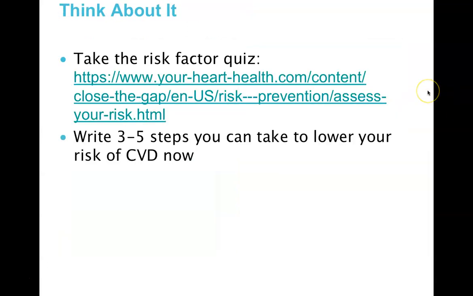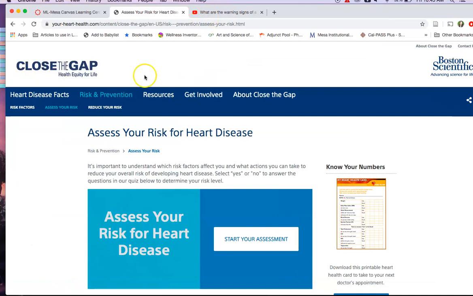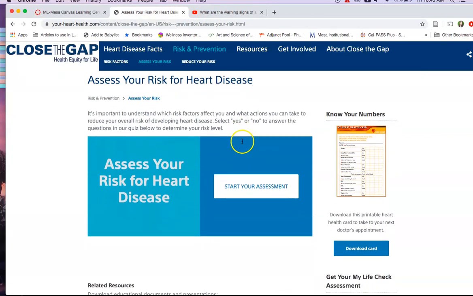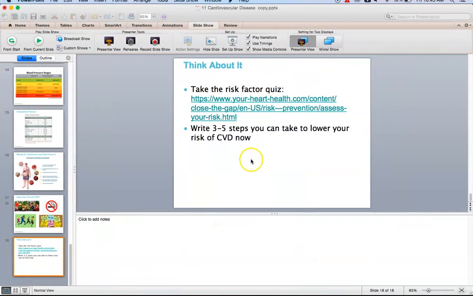So lastly, I would love to have you go take this risk factor quiz. I have it here. You can assess your own risk factor for cardiovascular disease. It'll ask you some questions about your age, weight, blood pressure, etc., and tell you what your relative risk is, and then brainstorm some steps that you can take to lower your risk of developing cardiovascular disease now.